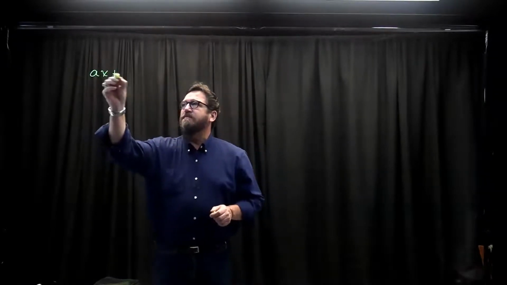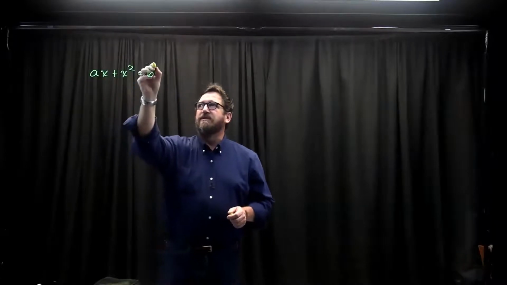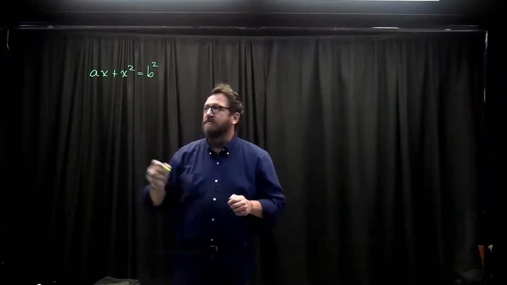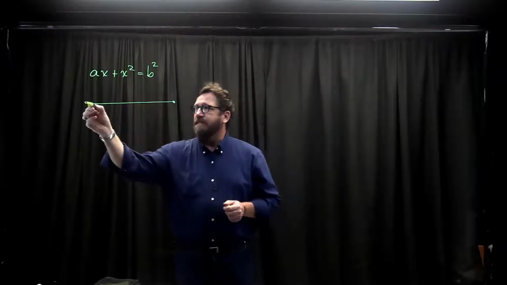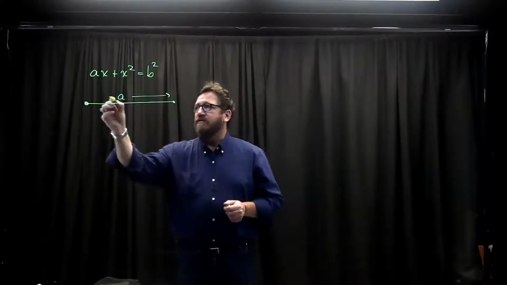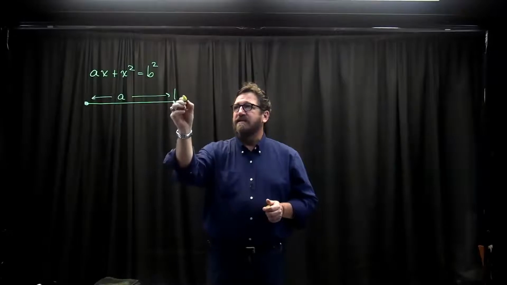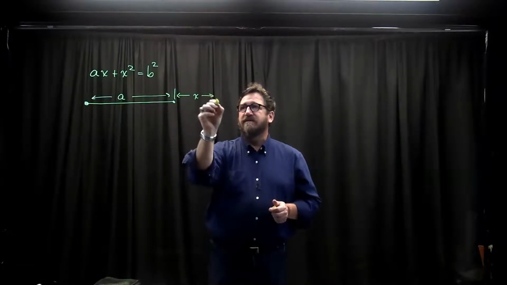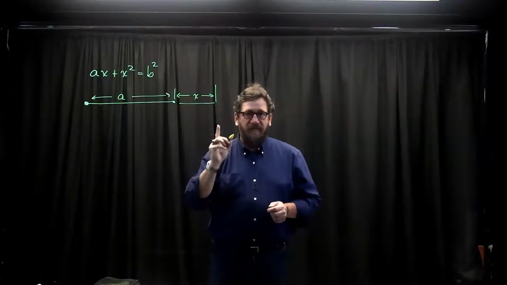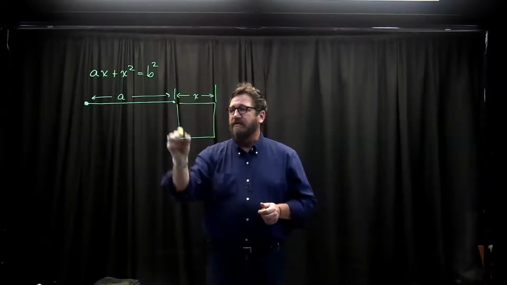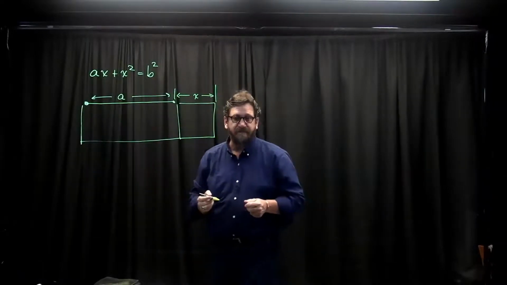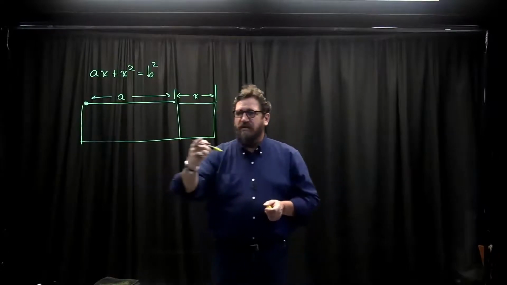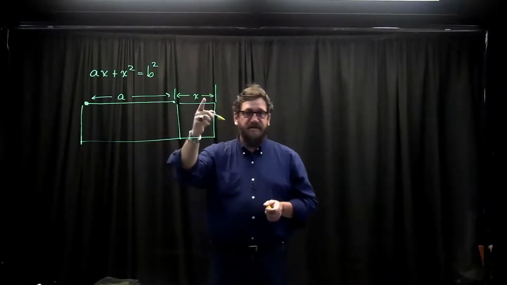Let's take a look. Let's begin with ax plus x squared equals b squared. And let's think about this problem. What we're saying is, given some distance a, onto that we're going to add a distance known as x, and from that I can create a square and a rectangle that when added together would be equal to b squared. So this overall length right here could be given by a plus x.